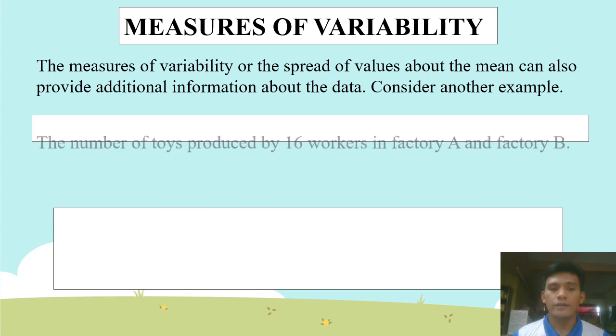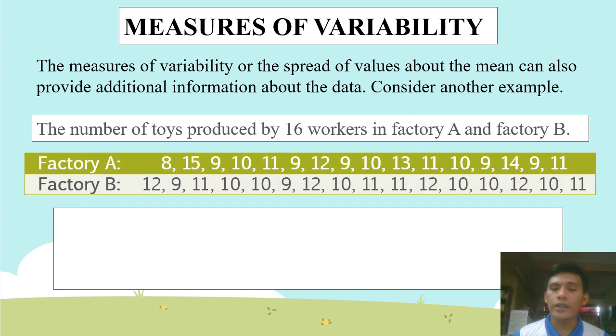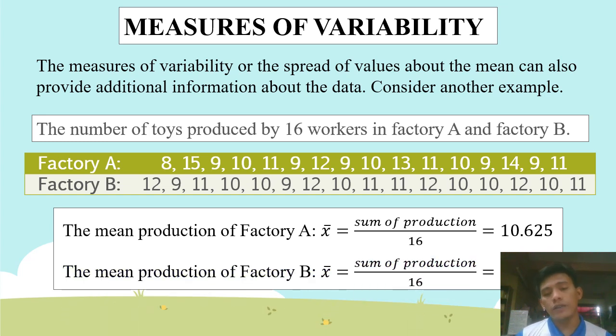Consider another example: the number of toys produced by 16 workers in factory A and factory B. This will be the given data. The mean production of factory A is the sum of production over 16, which is equal to 10.625. The mean production of factory B, if we add up all the production over 16, the number of data, is also equal to 10.625. As you can see, they both have the same mean.